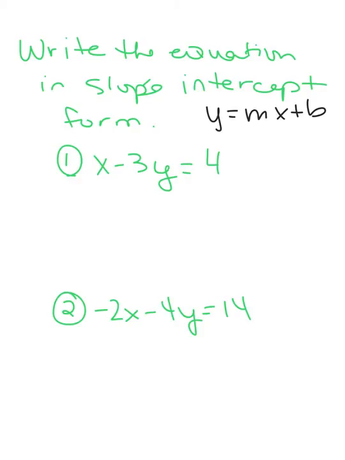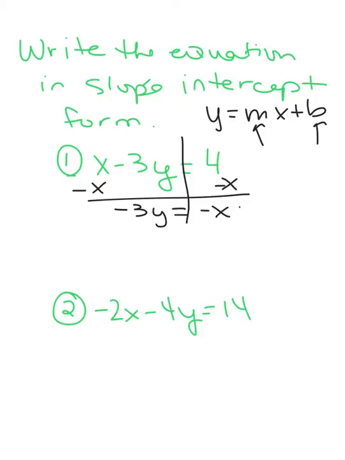The problem states to write the equation in slope-intercept form. So here's my slope-intercept form. y is equal to mx plus b. Remember, m is the slope and b is my y-intercept. So all I have to do is get y by itself. So in number 1, there's my wall. I have my y value on the left-hand side, so I need to move my x to the other side. So I have negative 3y is equal to negative x plus 4.